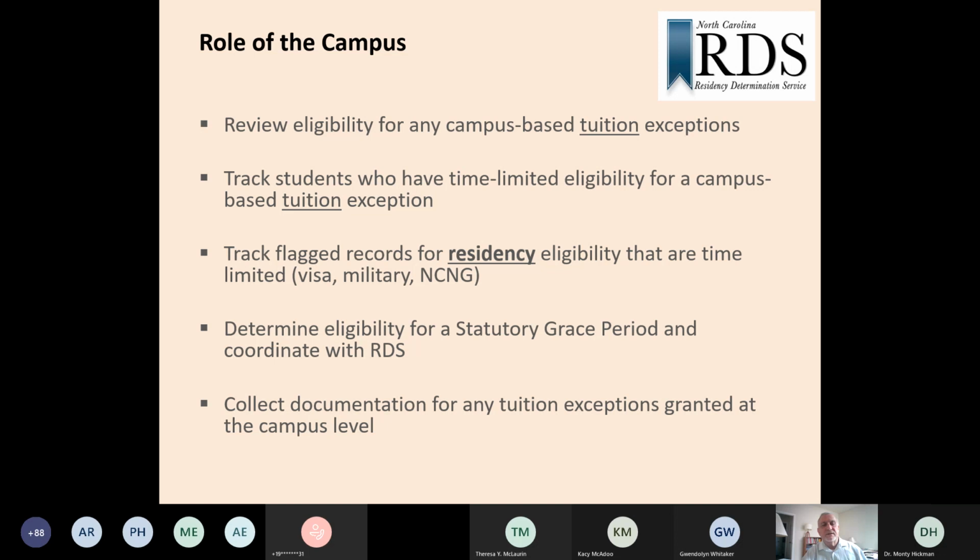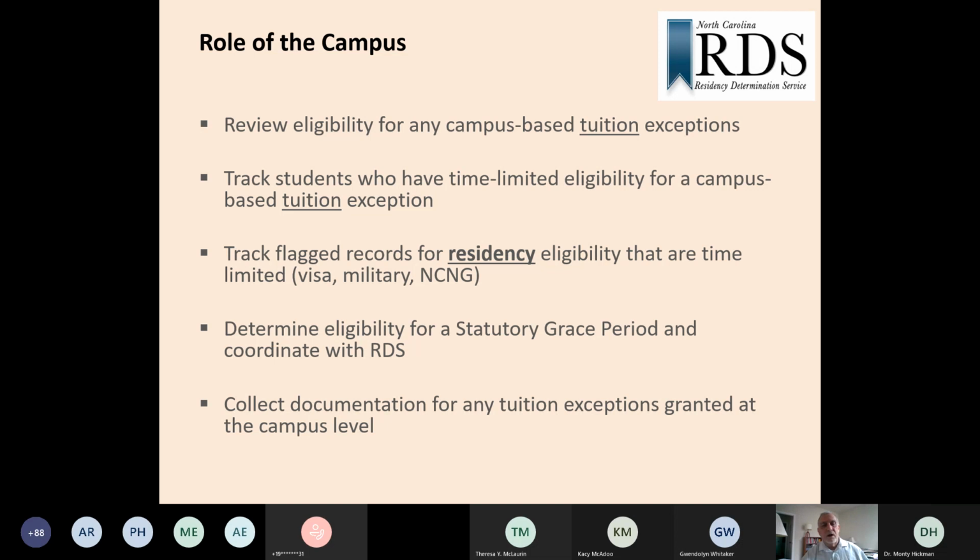And then any tuition exceptions that you grant at the campus level, that's when you need to collect documentation. In general, if RDS is making the determination, you don't have to worry about the documentation from a tuition billing perspective. But if you're making a campus-based exception because they did not meet residency criteria and you're going to waive tuition, you want to collect information. And the campus guide goes through each type of campus exception and what documentation to look for.